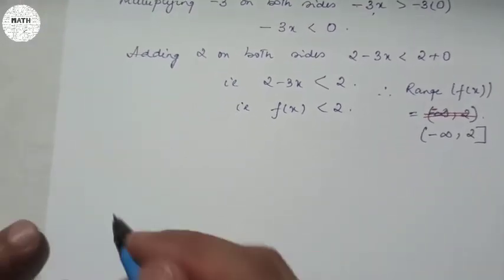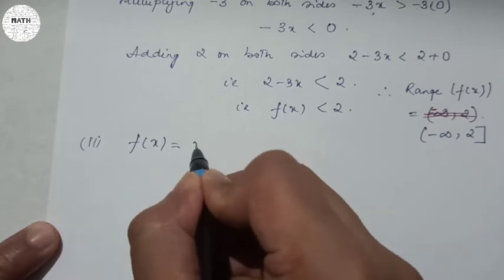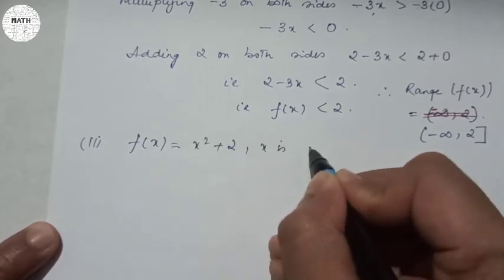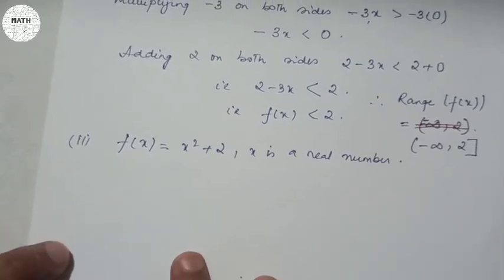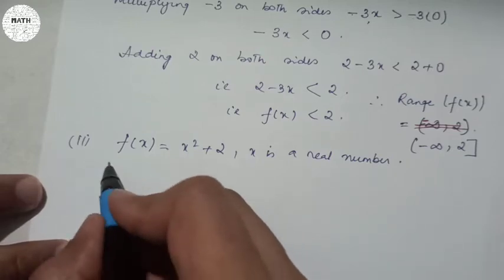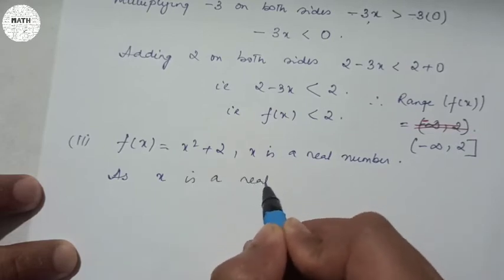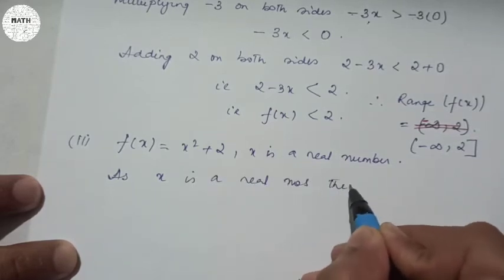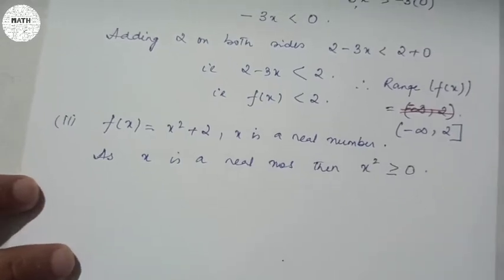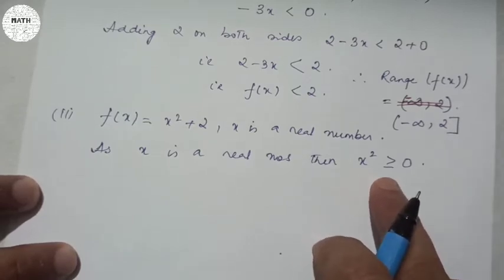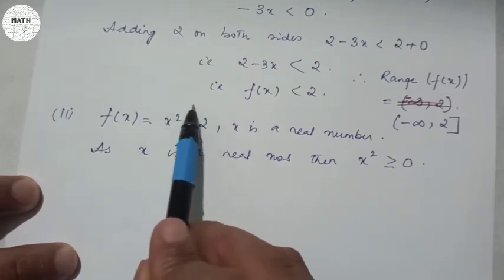Okay, let us similarly do 5.2. Your 5.2 is given to be f of x is equal to x squared plus 2, x is a real number. Alright, this now is given that x is a real number, so I can say as x is a real number, then can I say x squared greater than or equal to 0? Why? Because the square cannot be negative. It can either be 0 or greater than 0. And why am I doing that? Because I'm trying to get in this manner. So I already got x squared.